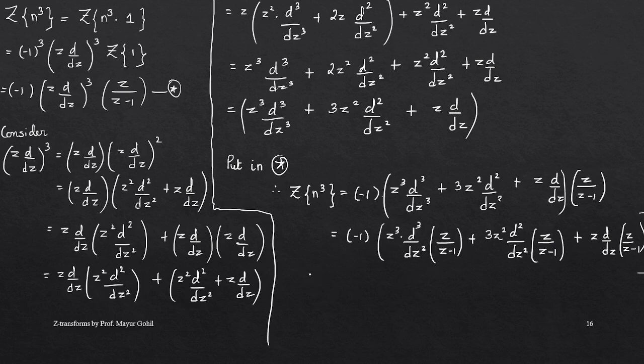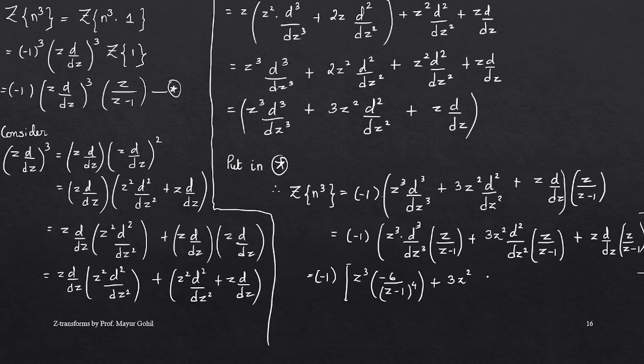So minus 1 outside, and then we now go for calculating each of the derivatives. So the derivative over here is z³ multiplied by minus of 6 over (z minus 1) whole raised to 4. This is the derivative that you will get. You can calculate this by yourself.